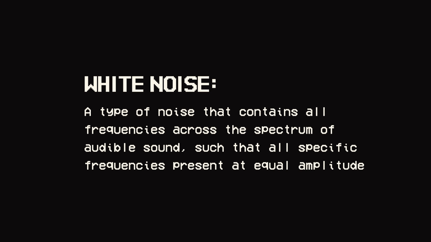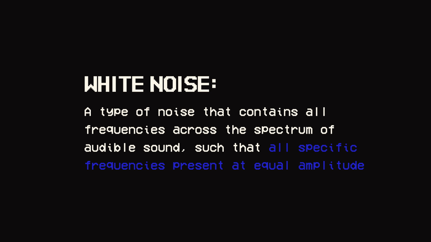If we look at the definition of white noise again, we can see that one of its core properties is that all frequencies are present at equal amplitude, or volume. So what I'm thinking is, if we take the outer bounds of our pitch band and automate their volume in a gradient towards the center, we can curb some of those unnecessary noise-like qualities that are making our chord sound like white noise. This is what that sounds like.